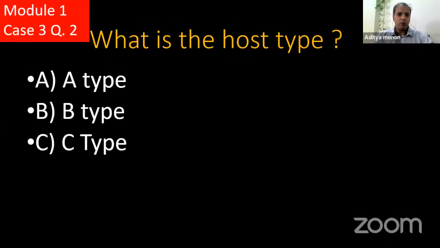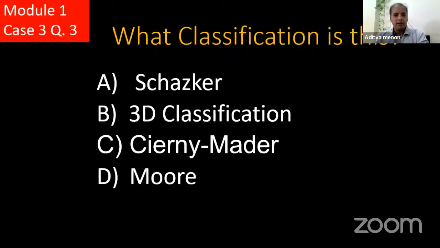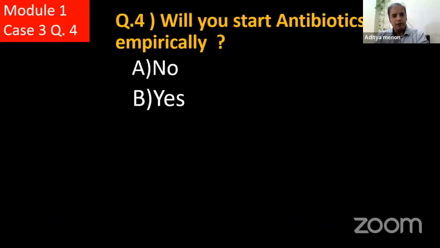Next would be the host type, whether it would be type A, type B, or type C. The patient was diabetic. The vast majority correctly answered that this would be a type B. Some of you said it would be a type C. I'll come back to the correct answers as we go through this case. What kind of classification? We know that this is the Cierny-Mader classification. The majority have agreed with that.